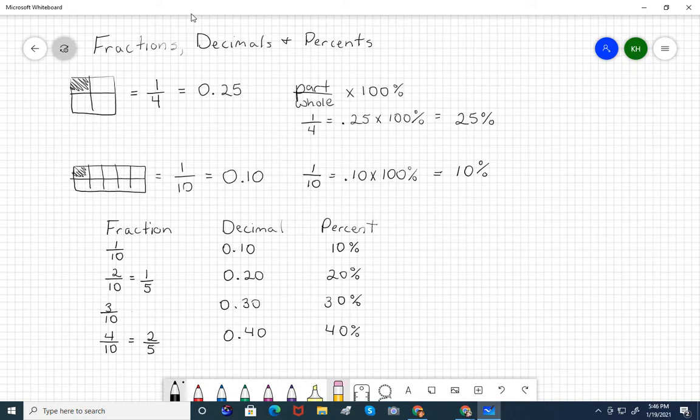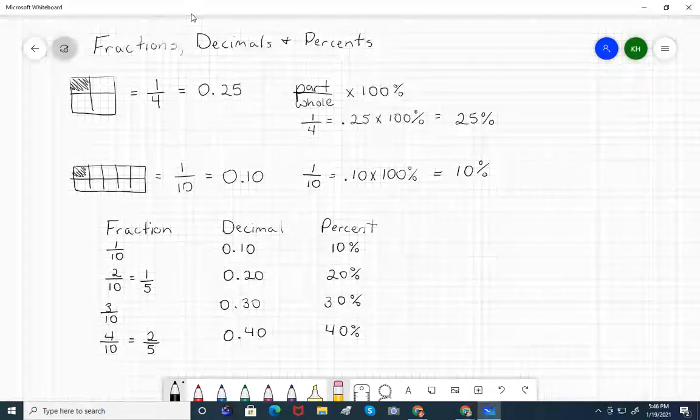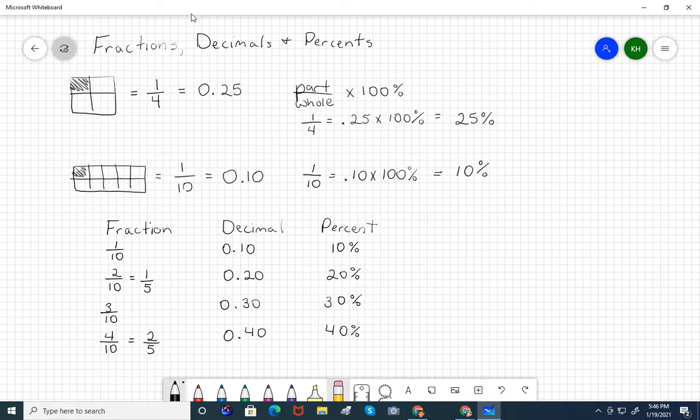And it's obvious when you look, 2/10 is twice as big as 1/10. Notice you go from 0.10 to 0.20 or 10% to 20%. If you can find 10% of something, you can find 70%. Find 10% and multiply it by 7, and you'll have 70%. Okay, so 10% in particular is a really good one to have memorized.